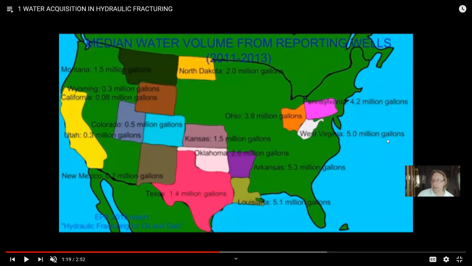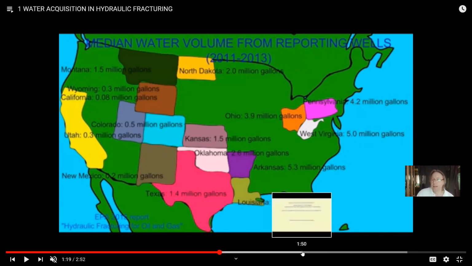5 million gallons. One of the things that this EPA report did was, rather than have this idea that the effects of hydraulic fracturing are X, it's important to realize that hydraulic fracturing can vary as it is practiced from one part of the world to another. So if you were to ask, how much water is used? Clearly, as you can see on this map, it varies per well.